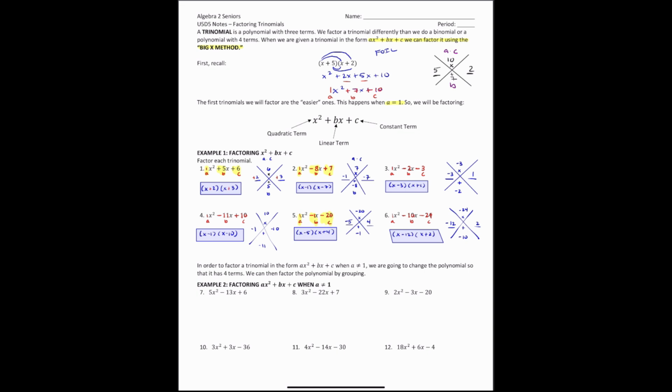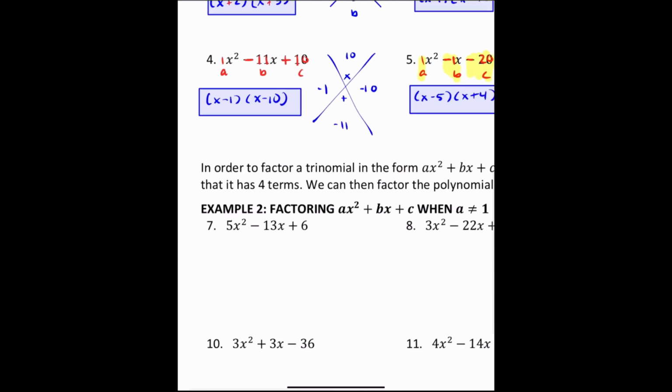Now, what happens when a is not 1? In order to factor a trinomial in the form ax squared plus bx plus c, when a is not 1, we're going to change the polynomial so that it has 4 terms. We can then factor the polynomial by grouping. So we can use something called the split the middle method, where we look at the b value and split it into 2 terms. You can use that method, or you can use another method called the swing method, which I will discuss later in the notes video. But let's take a look at number 7.